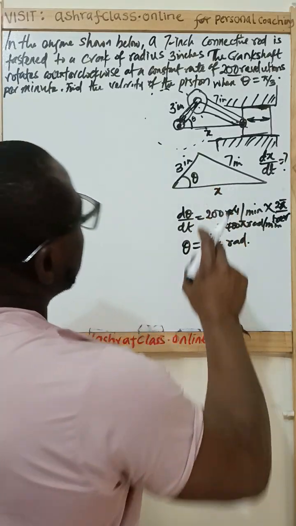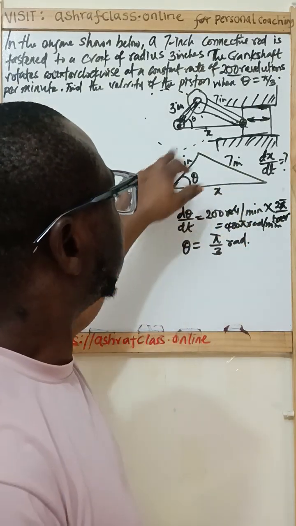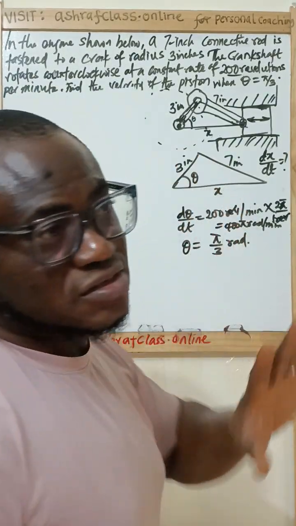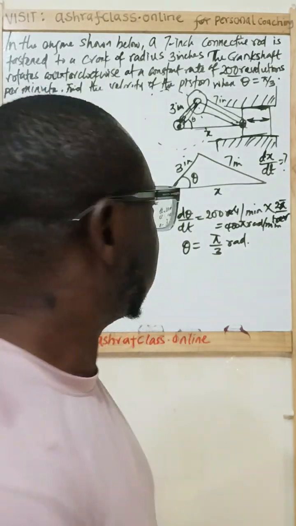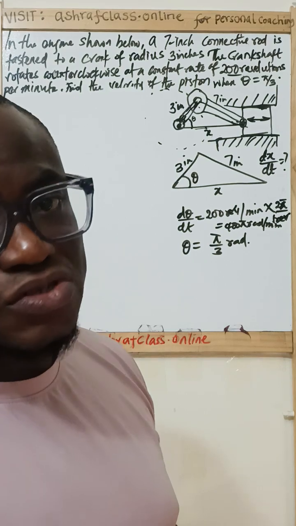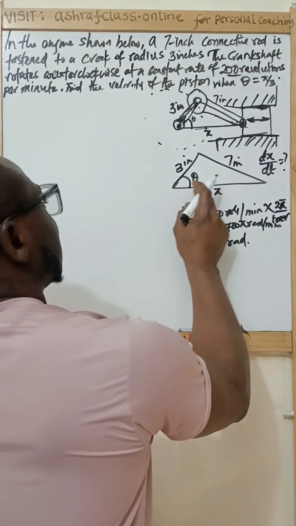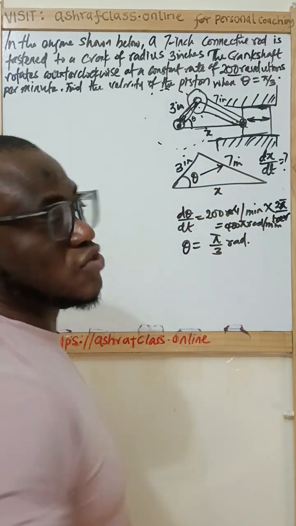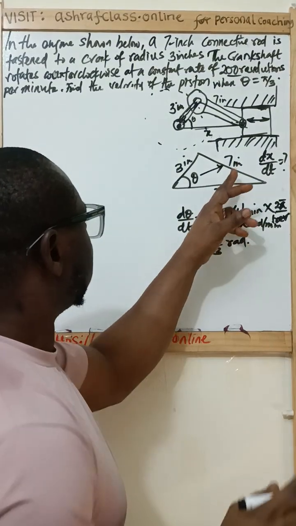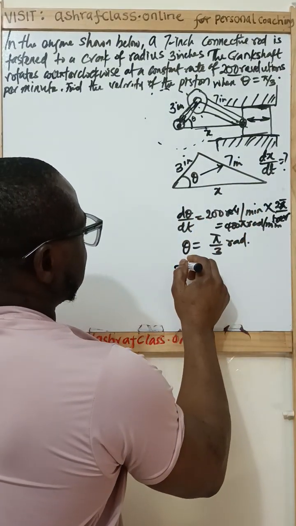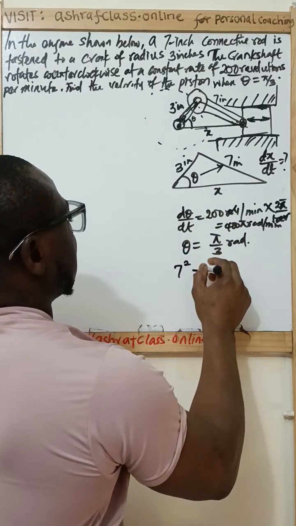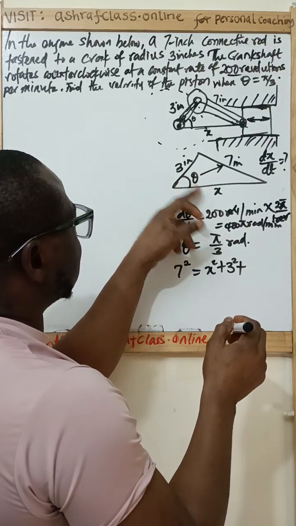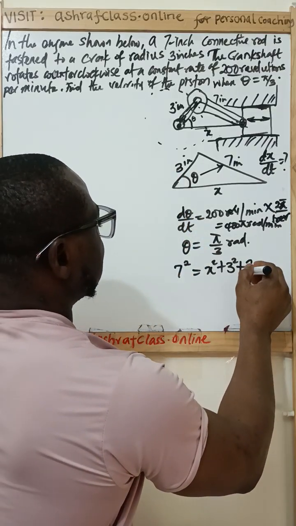Now what we want to look for is dx/dt, but we need a relationship that combines the three. This is not a right-angle triangle, so we can apply the cosine rule. The side opposite the angle is the 7, so it's going to be 7 squared equals x squared plus 3 squared plus, now 3 and x multiply.